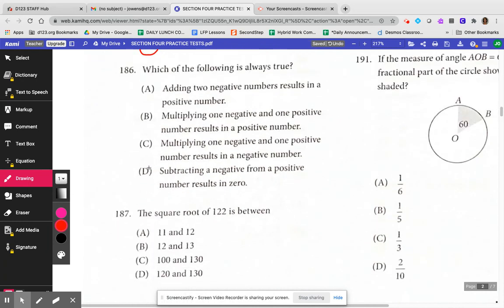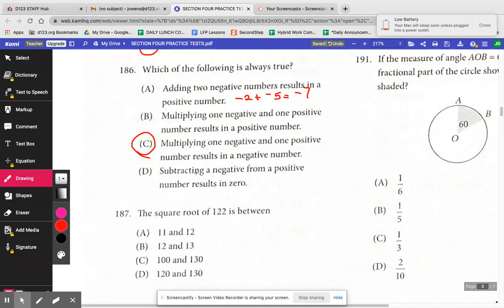Which of the following is always true? Adding two negative numbers results in a positive number. That would never happen. And if you're not sure, think of an example, like -2 plus -5. That would be -7. Multiplying one negative and one positive number results in a positive. Never. Negative times positive is always negative. Signs are different, it's negative. C, multiplying one negative and one positive number, different signs, it is always going to be negative. So C is my correct answer.